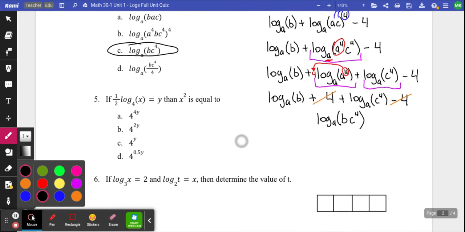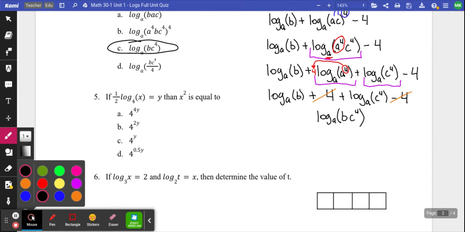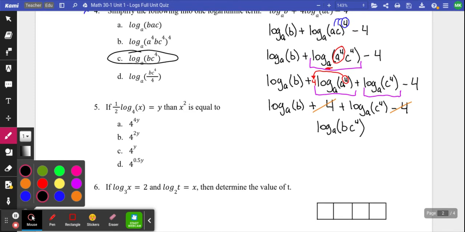Okay, number 5. If 1/2 log 4x equals y, then x squared is. Okay, so you're trying to figure out what x squared equals, right? Only way you're going to do that is if you figure out what x equals. That means you're going to have to take this thing and solve for x. So x is part of the log. That means I'm going to have to change this into exponential form. You can't change it into exponential form until the log is by itself.